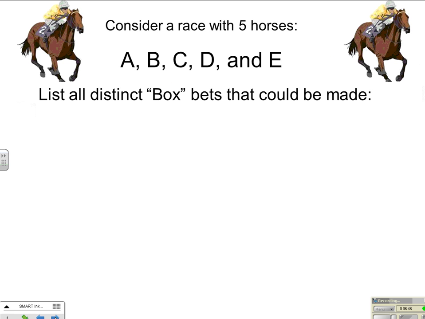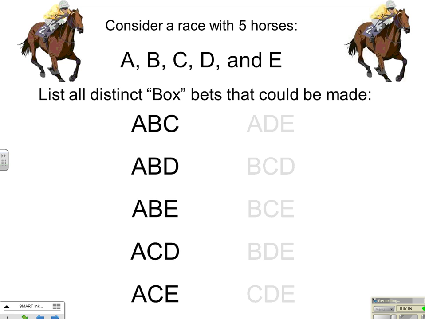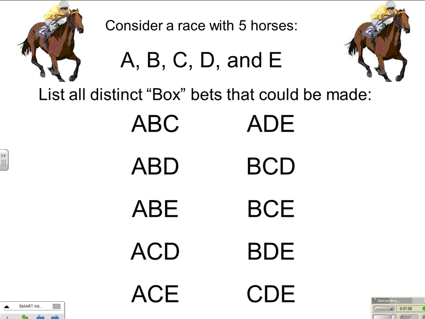Okay, so let's consider a race with 5 horses, and let's list all the box bets that could be made. This isn't really too bad to grind out by hand. If we were just going to stay as alphabetical as possible, we might go A, B, C, A, B, D, A, B, E, stick with A's, but A, C, D, etc. Let's take a look at those. And maybe somewhat surprisingly, there are only 10. You can take a look at those.